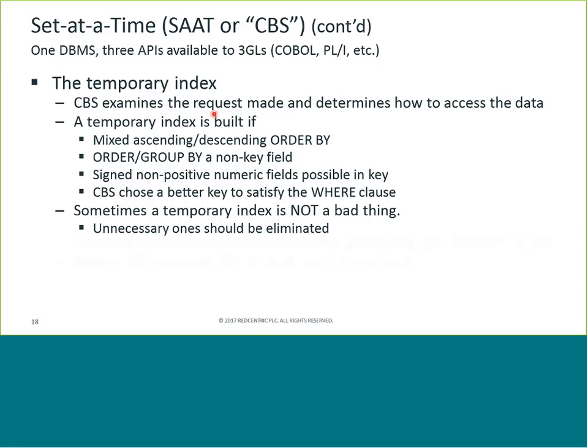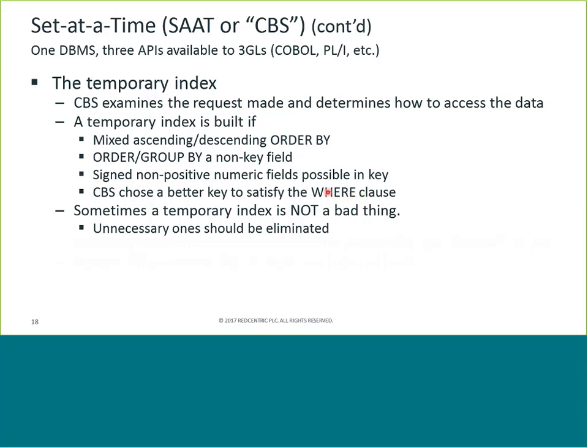Well, CBS examines the request, your where clause and your order by, and determines the best way to access the data. A temporary index is always built if we have a mix of ascending and descending in the order by, always built in that case. It's also built if the order by or the group by is a non-key field. If we have a signed positive numeric field in the key, then it builds a temporary index for that. It will also build a temporary index if there's a better key that satisfies the where clause than the specification in your order by. Yeah?